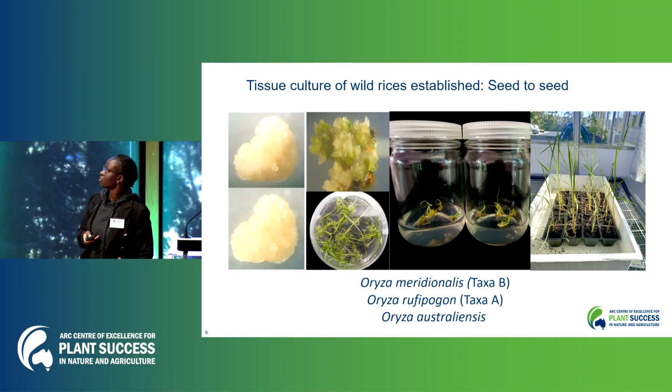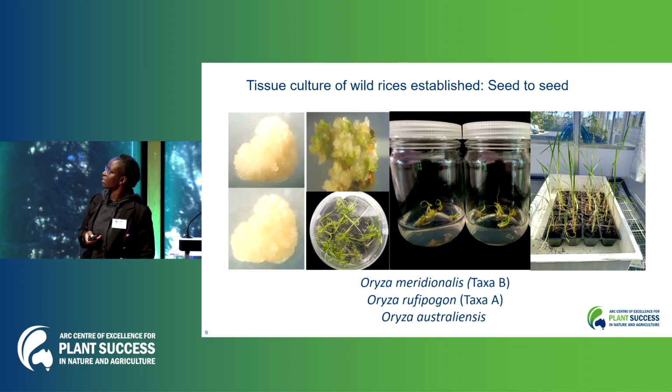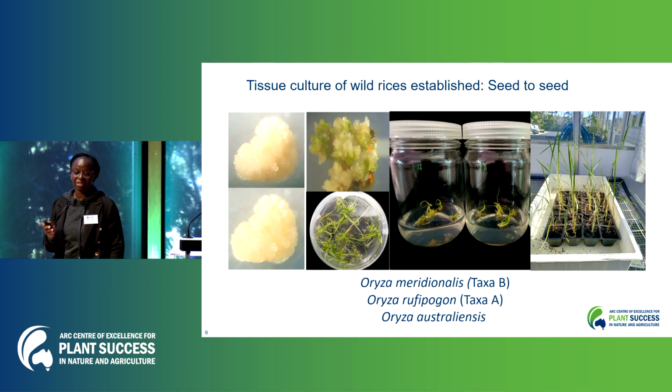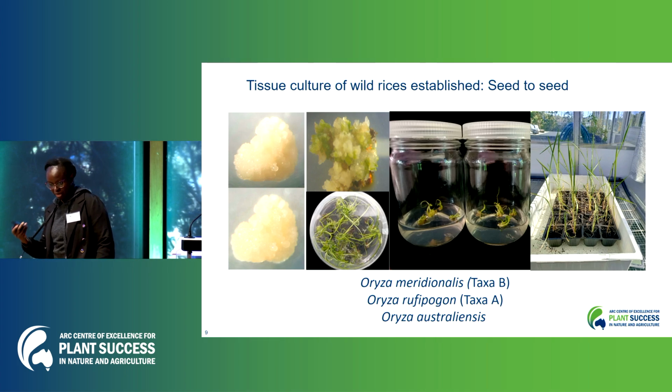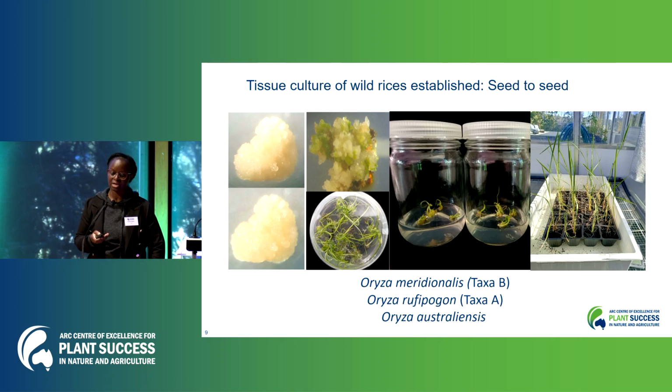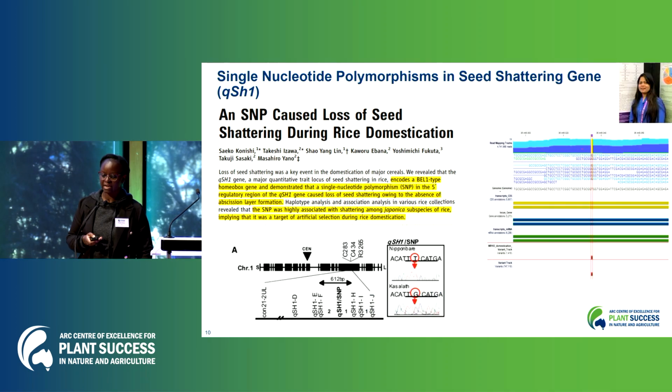experiment. The other thing is that, as I said earlier, we need a robust tissue culture protocol. We have one for Oryza australiensis, and for the other two varieties that I talked about, we have a seed-to-seed, end-to-end protocol for tissue culture, which is great. Now that gives us more platforms to start testing out with our CRISPR-Cas9 system.